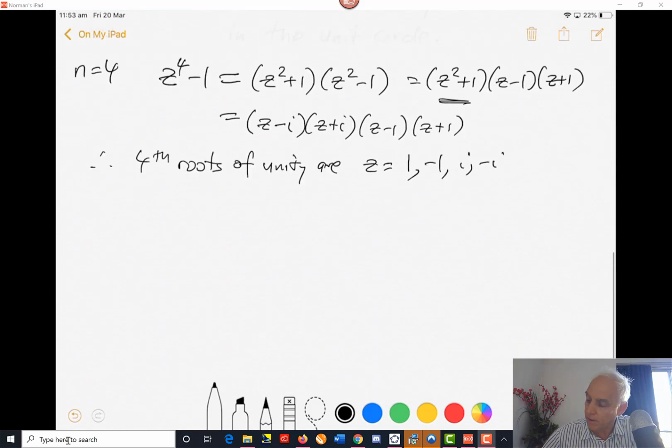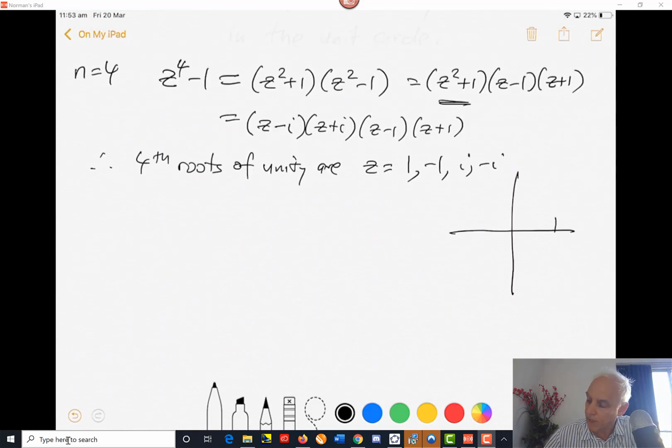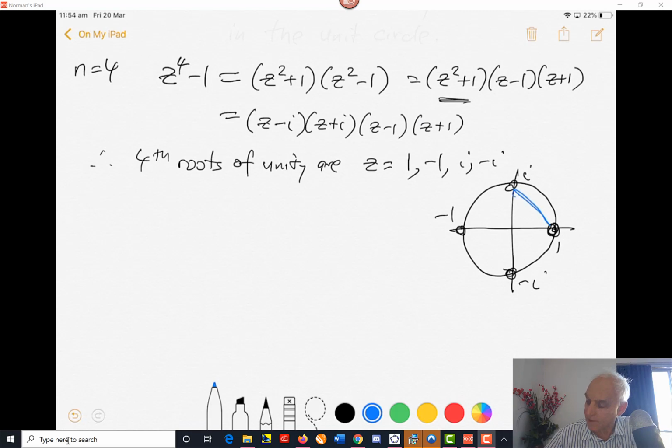And geometrically, that's a very nice situation. One of them is there. That's 1, and then i is up here, and minus 1 is here, and minus i is down here. So again, we are getting a nice regular polygon, in this case a square, inscribed in the unit circle. Okay, so that's great. So we can perhaps expect that something like that is going to happen for higher powers, and that's exactly what happens.